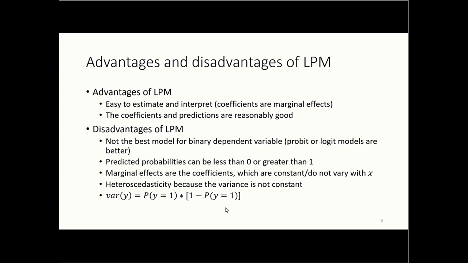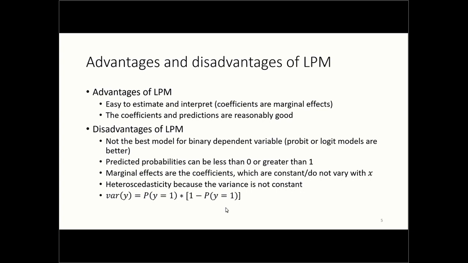The disadvantages of the linear probability model is that it's not the best model for a binary dependent variable. So Probit or Logit models are better and they're preferred, and many people would be using a Probit and Logit model instead if the dependent variable is a 0-1 binary variable. The predicted probabilities in a linear probability model can also be less than 0 or greater than 1, and that's a problem because the probability needs to be between 0 and 1. Here, the linear probability model could give the wrong prediction of probabilities that are less than 0 or greater than 1. The marginal effects are the coefficients, so that is an advantage because it's very simple, but the problem is that they're constant. In other words, they do not vary with x, so we have constant marginal effects for any value of x, and that's also problematic.